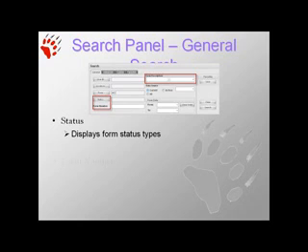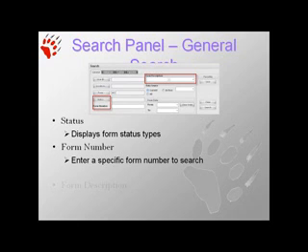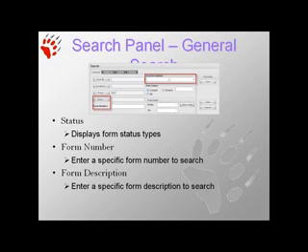The status, again, you click on the status button, you're going to get a list of different statuses that you can select from. So if you want to see all your validated forms or all your submitted forms, you can go ahead and click on that. Your form number, this is where you actually enter in the form number for the report.